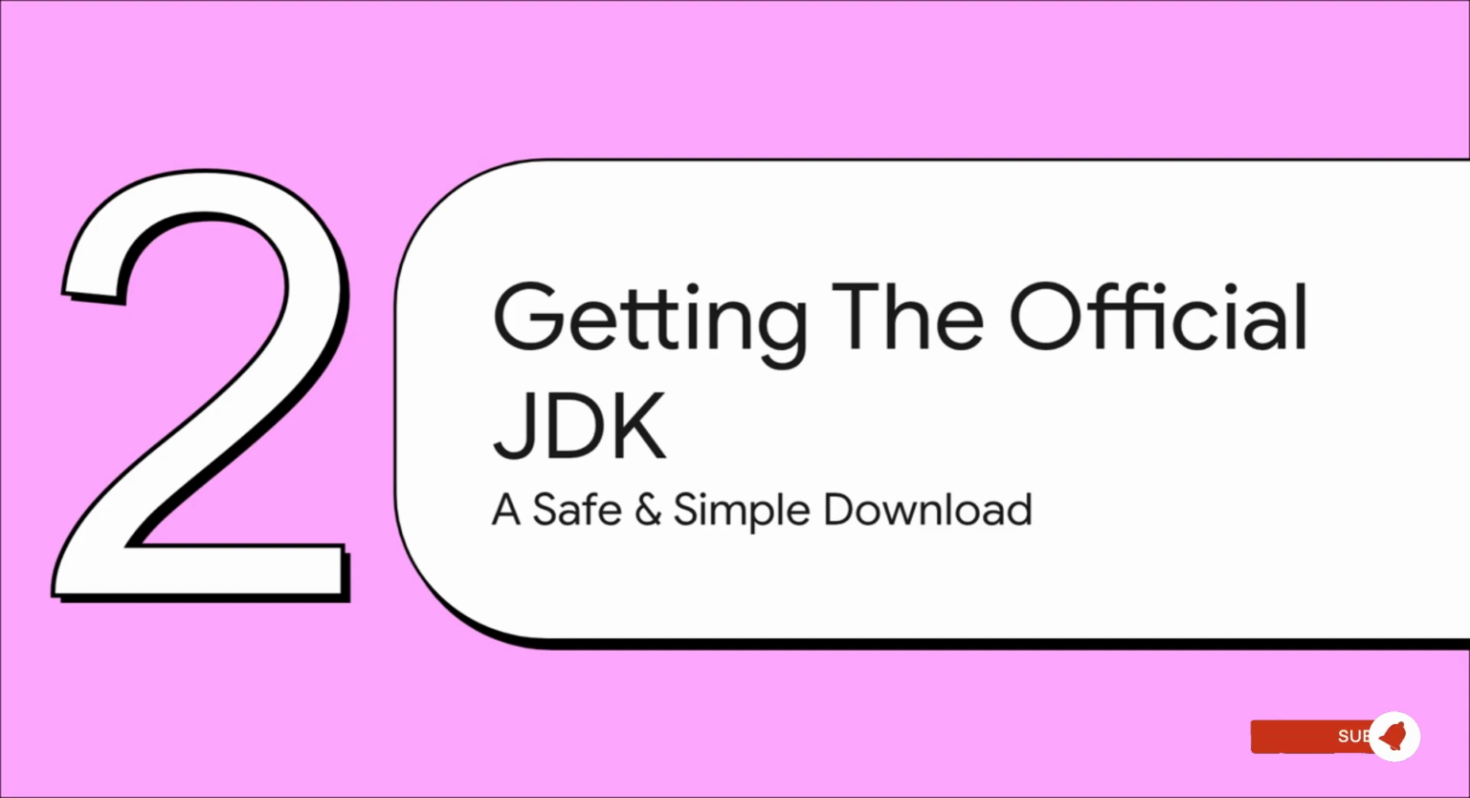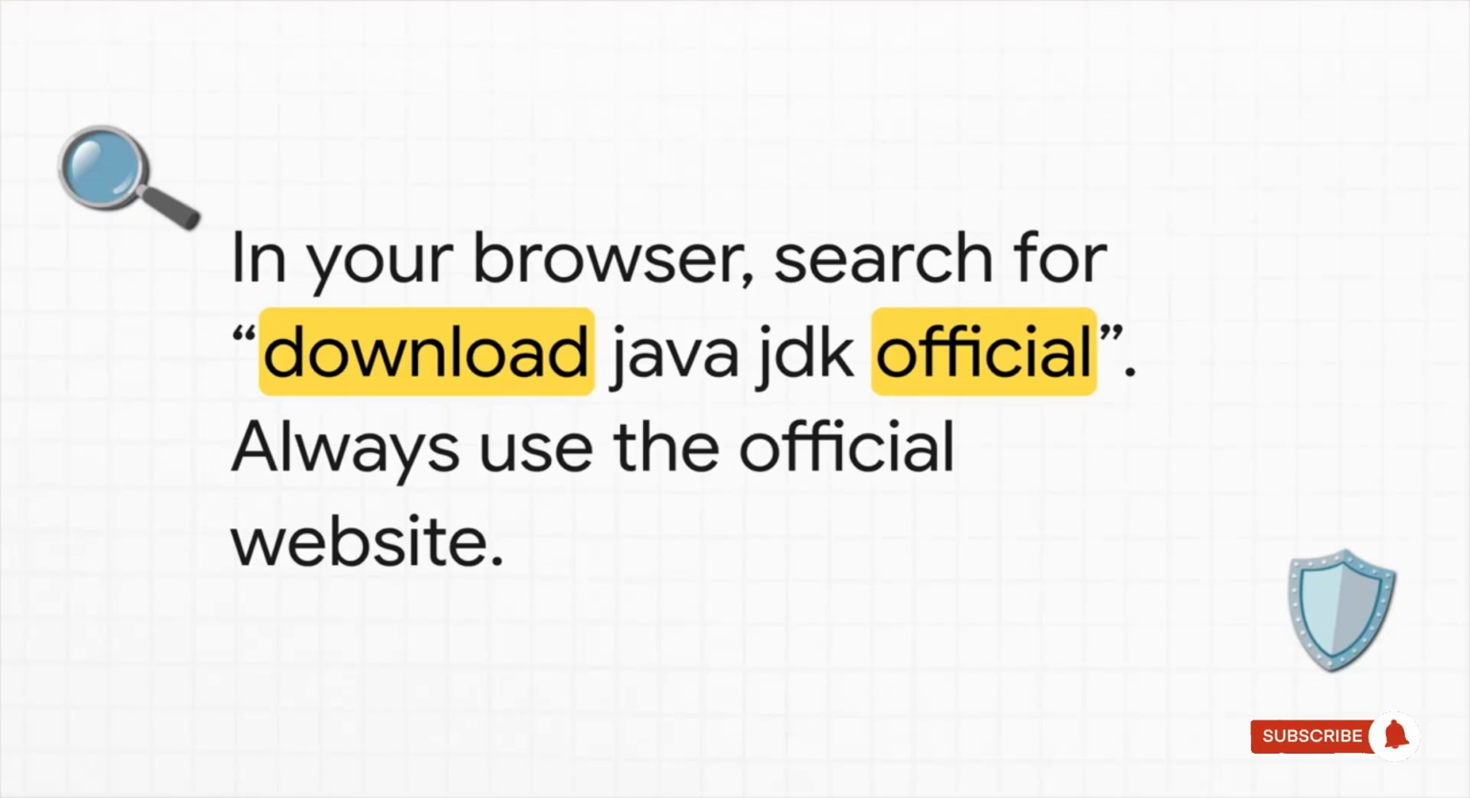Now this part is super important. We have to download it directly from the official source. This is all about making sure that we get a safe, clean copy of the software. So just pop open your web browser and type in download Java JDK official. And yeah, that word official is key. It's going to help you slice right through all the junk and land you on the one safe, secure website we need, avoiding any sketchy third-party sites.